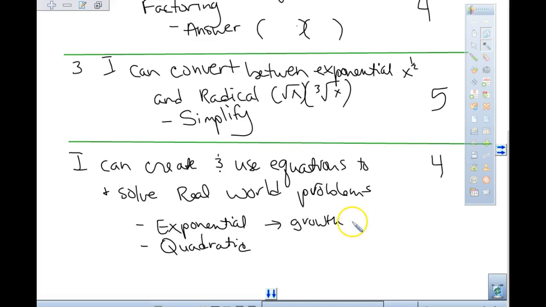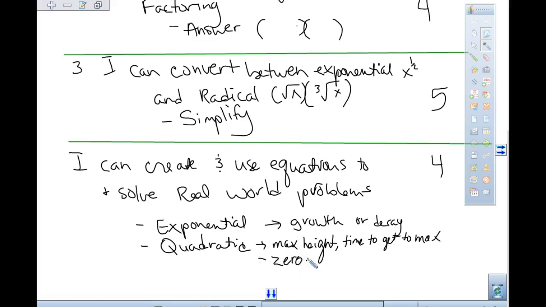That's when you're multiplying, your value is going to be a number greater than 1, or you are probably going to have decay. Probably going to have 1 of each. In your quadratic, what did we just do on the last test? We looked at the quadratic of finding the maximum height. We also looked at the time to get to the maximum. Besides maximum height, we also found the 0 value when you had to solve it.